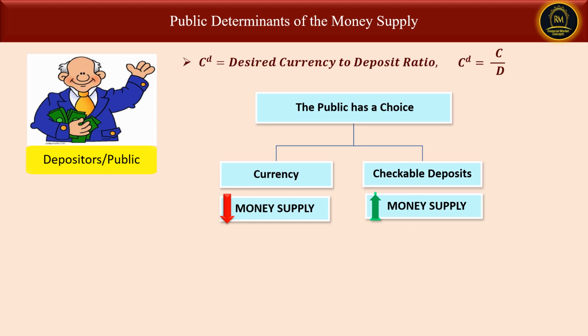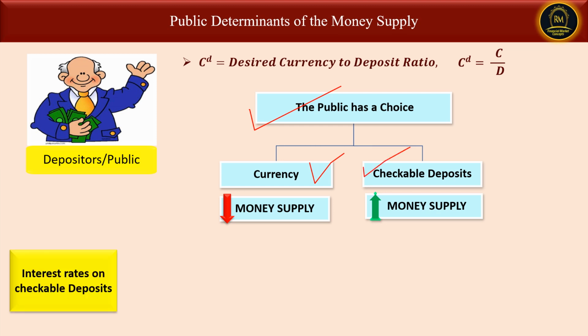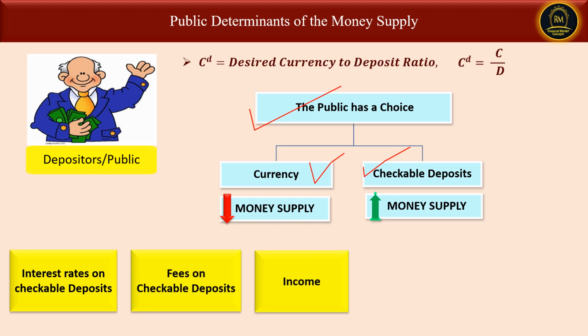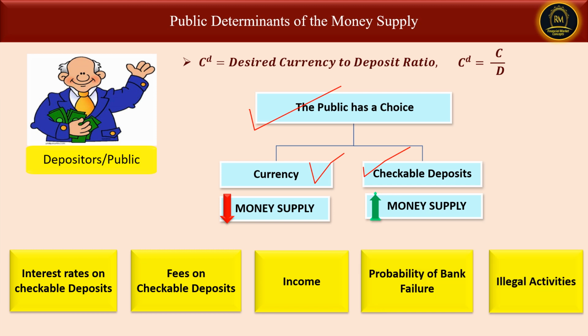So now let us find out what are the factors which are responsible for the public choice of holding currency in hand or keeping checkable deposits in bank. Those factors are interest rate on checkable deposits, fees on checkable deposits, income of the depositor, probability of bank failure, and illegal activity. So we will understand all these factors one by one and how they impact the public choice or the desired currency to deposit ratio of the public.